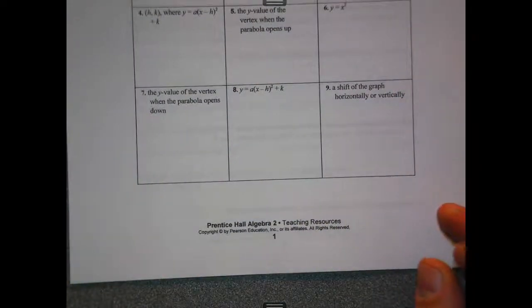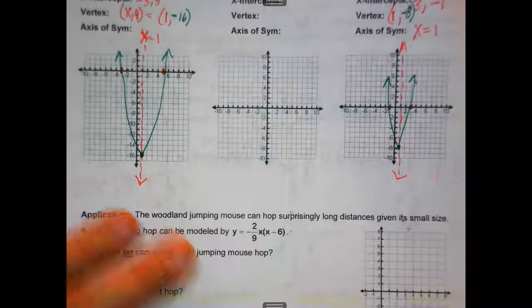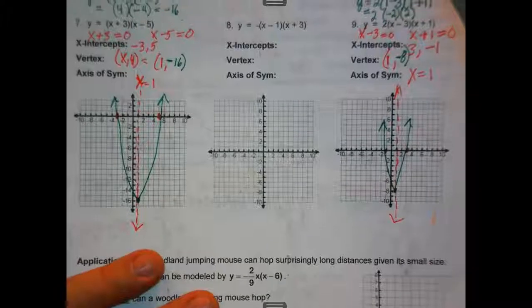Bless you, my son. All right. Let's see. You had an intercept form or factoring, right? Huh? Okay. So number 8.